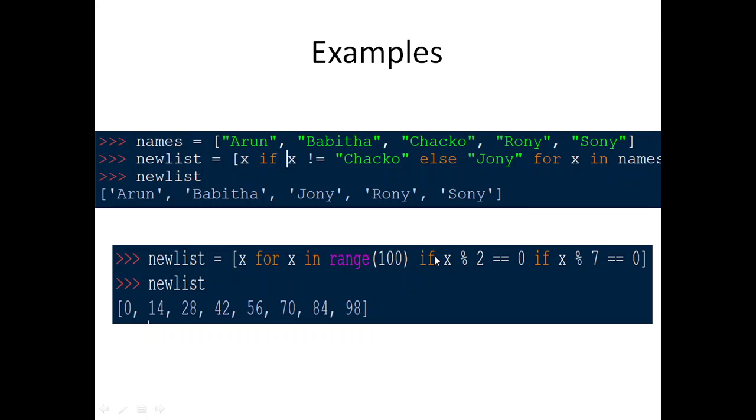Okay. So like this, this is nested if condition. This if will check for the first condition, and after that it will check for the second condition, and the final list will contain the numbers which satisfy both these conditions. Okay. So these are some examples for list comprehension.